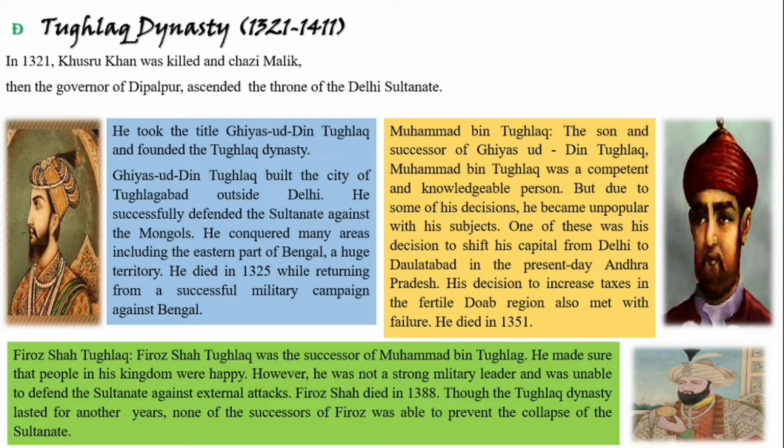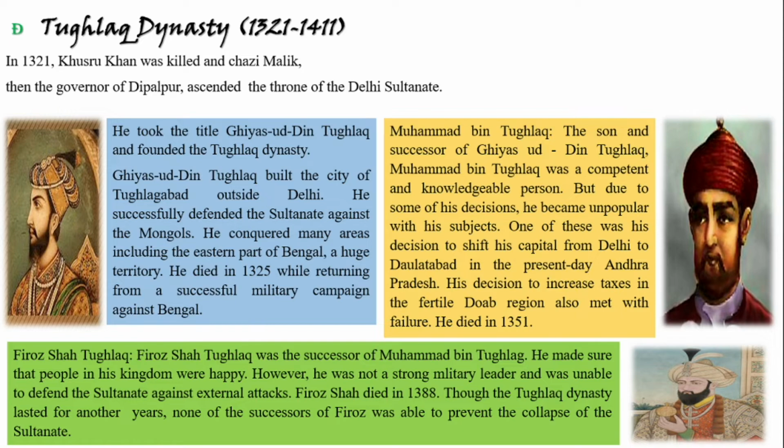After his death, Firoz Shah Tughlaq was the successor of Muhammad bin Tughlaq. He made sure that the people in the kingdom were happy. However, he was not a strong military leader and was unable to defend the Sultanate against external attacks. Firoz Shah died in 1388, though the Tughlaq dynasty lasted for a few more years.